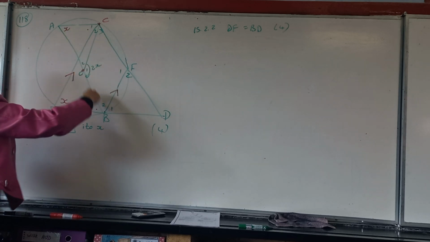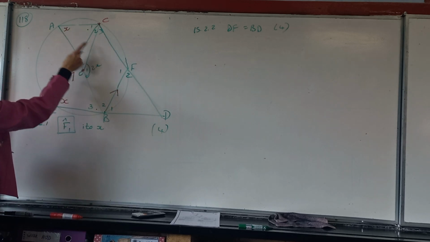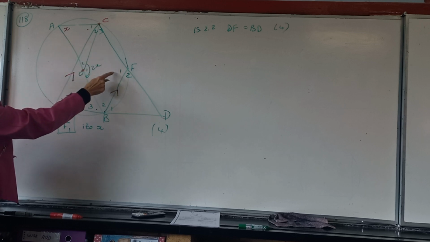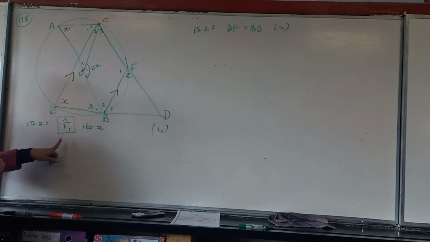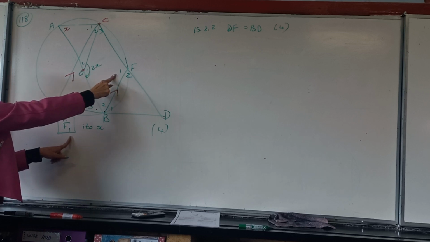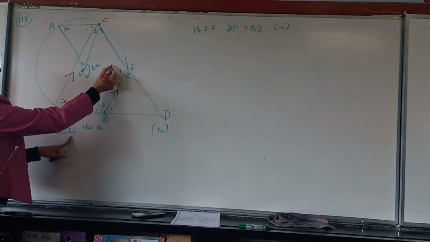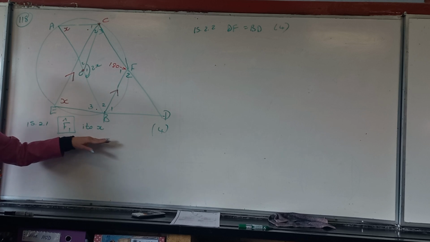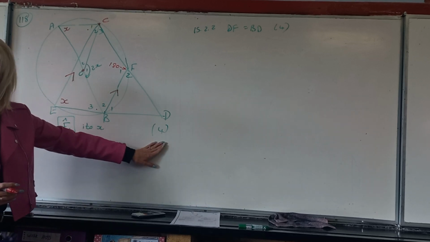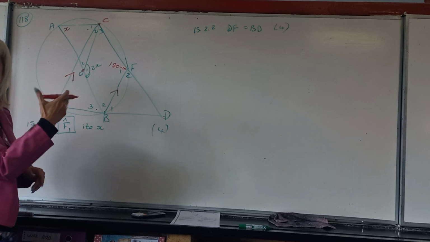So there's a cyclic quad, of which I can know opposite angles are supplementary. I'm just seeing this now. So meaning F1 would be what? 180 minus X. That's why they said find it in terms of X. And there's the answer. 4 marks. What did you all have to do?